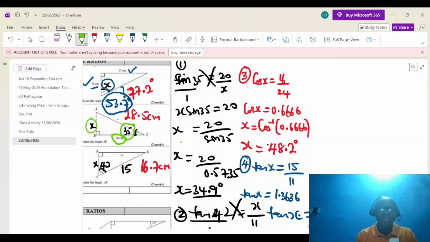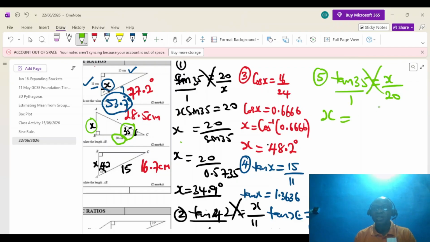side 20 centimeters. Therefore, opposite and adjacent is tan. In that number 5, you write tan 35 is equal to opposite, which is letter X, and the adjacent is 20. At this point, you can take a cross multiplication. X times 1 will give you X. Then tan 35 multiplied by 20 is what we get in cross multiplication.